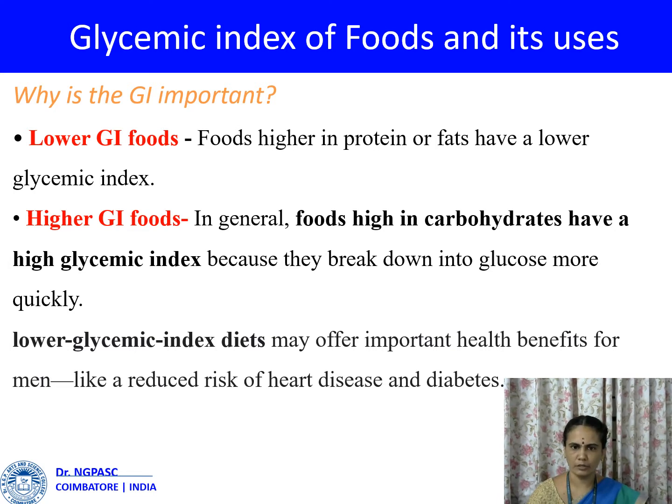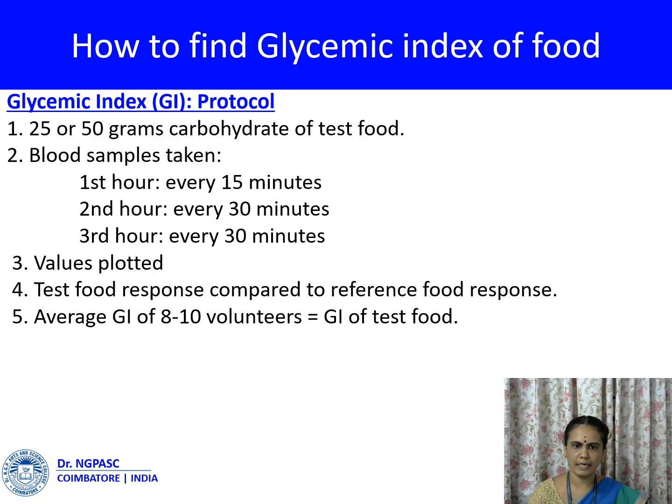Foods high in protein or fat content have a lower glycemic index. In general, foods high in carbohydrates have a high glycemic index because they break down into glucose more quickly. A lower glycemic index diet may offer health benefits like a reduced risk of heart disease and diabetes.